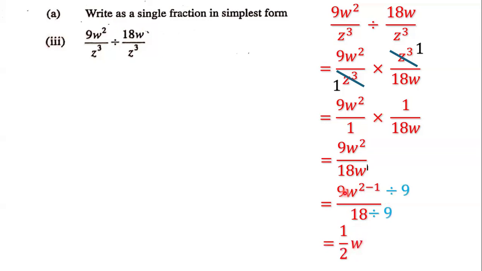But we have to now deal with the 9 and the 18. We could reduce them because 9 goes into both 9 and 18. So 9 divided by 9 is 1, and 18 divided by 9 is 2. And so our answer is 1 over 2 times w. And that's the answer to this particular question.